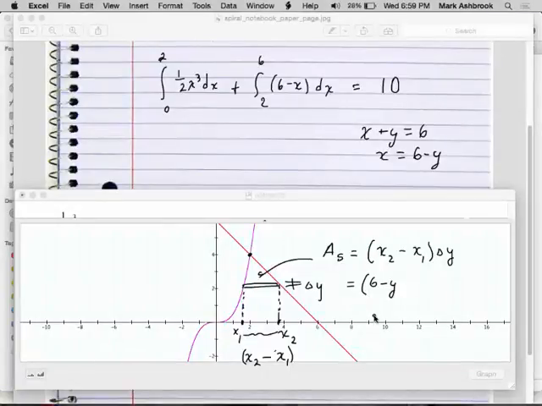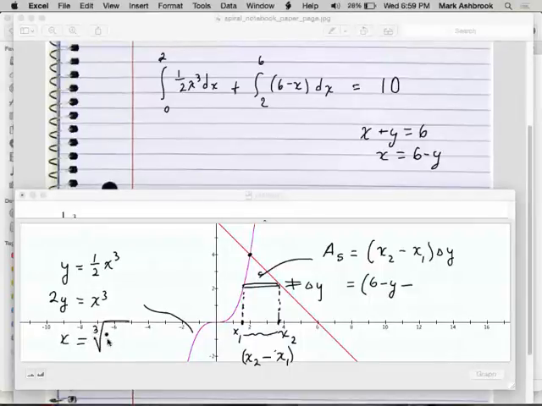Okay, what is x1? Well, this curve right here was y equals 1/2 x cubed. So we've got to solve for x. 2y equals x cubed, so x equals the cube root of 2y. So we've got 6 minus y, that's x2, minus x1, the cube root of 2y, delta y. And there we've got it.